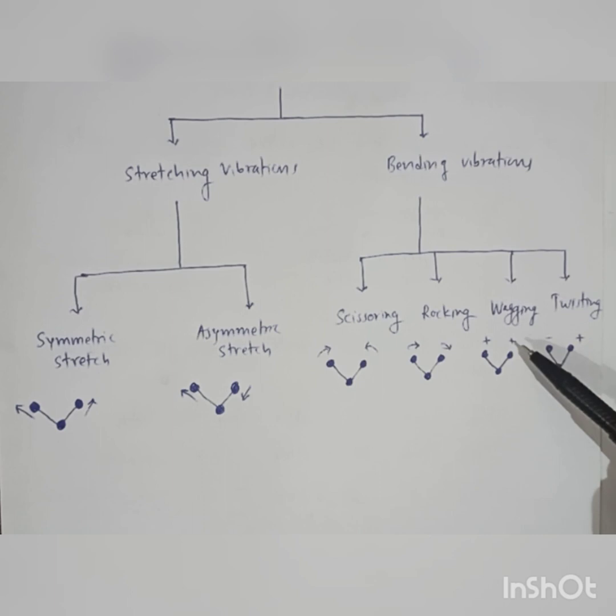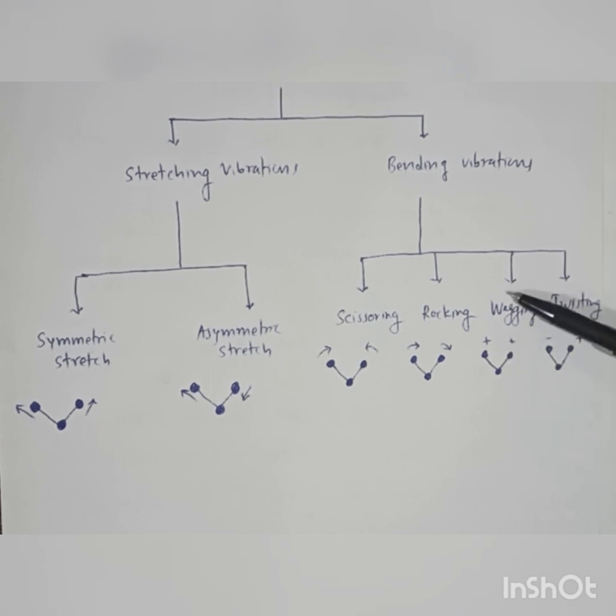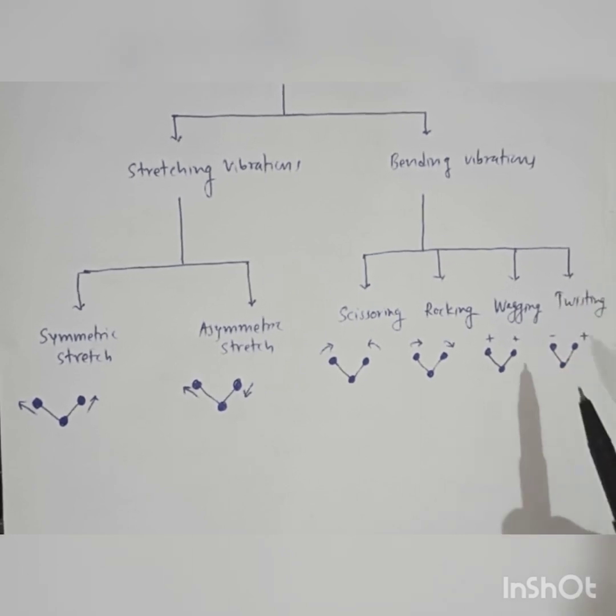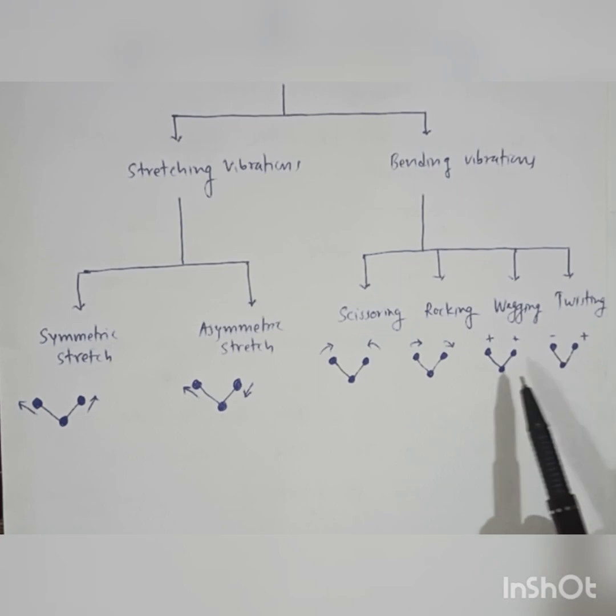Wagging, I have written here a plus sign, means the bending is out of plane bending. This is the plane of the paper. Both the bonds are vibrating in the direction to and fro, like this one. And twisting vibration, one of the bonds is vibrating on the front side of the paper, whereas another bond is vibrating on the other side of the paper. That is called twisting vibration. The difference between wagging and twisting is also clear.